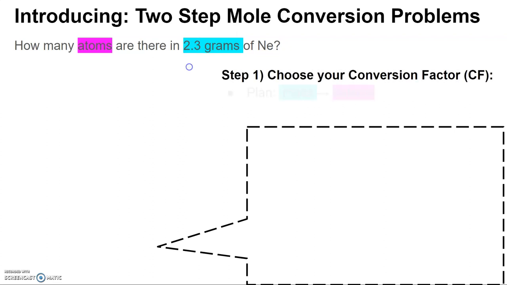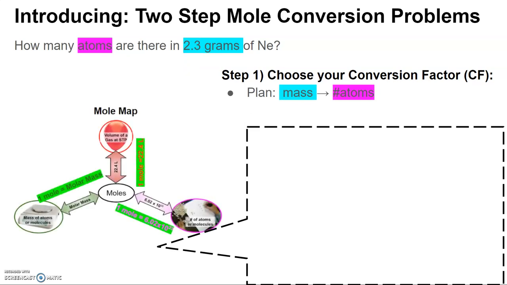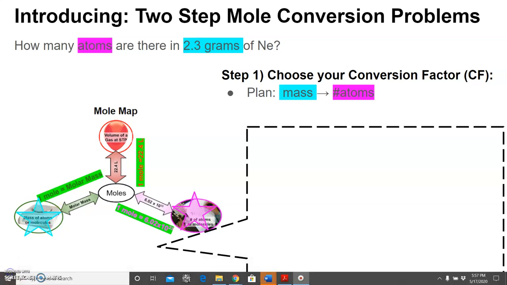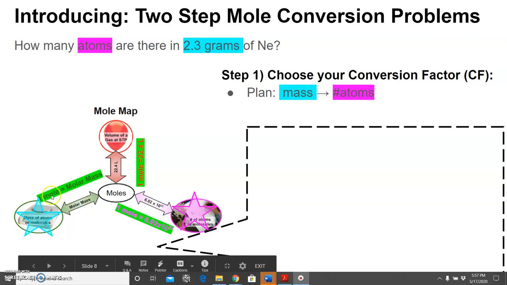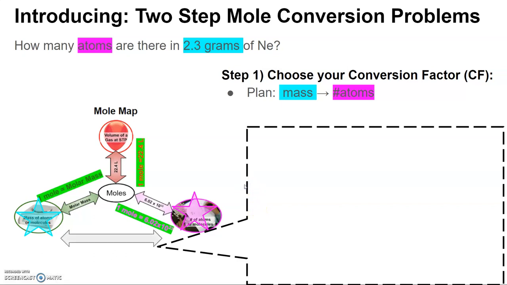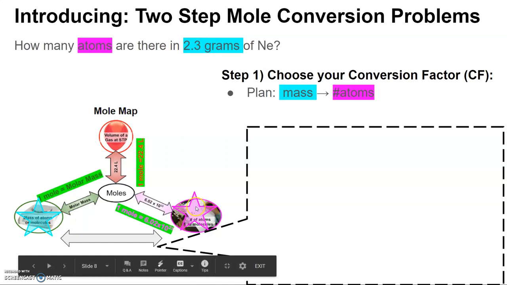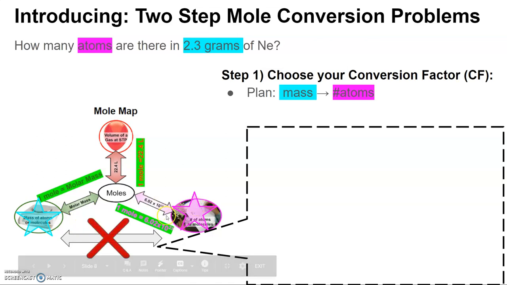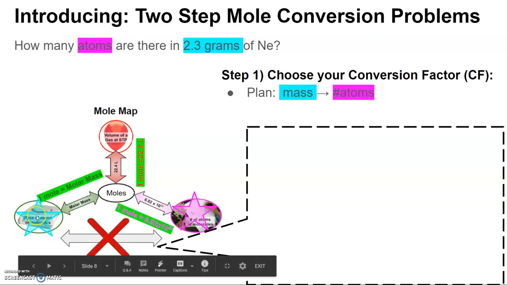We're going to choose our conversion factors. So I'm trying to go from mass to number of atoms. All right, so starting with mass, and I'm trying to get to atoms. Now, notice that there is no direct line that goes directly from mass to atoms, right? I can't do that on this mole map because there's no road connecting them. There's no conversion factor connecting them directly.